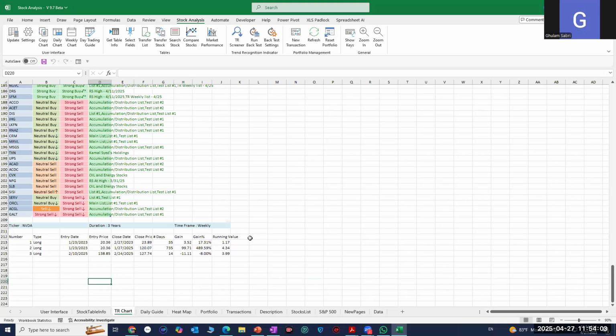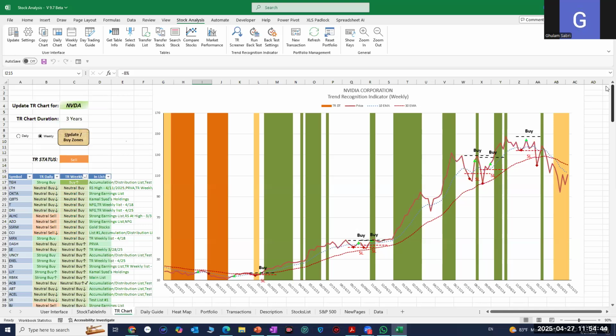And $1 following this has become almost $4, a 300% return following this strategy, because the last position was closed at 8%. Remember, we set our stop loss at 8%, so that's the maximum loss we take on a position. Before that, we had 489% on that. Sorry, not this one. For the first position, the partial profit was 17.31%, and the remaining one gave us a 489% return, and the last one gave us a minus 8% because NVIDIA was struggling, coming down.